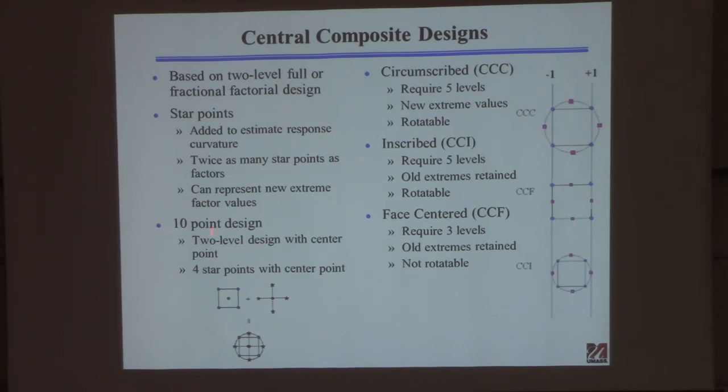All right, so that's what this was. Two-level design with a center point, four star points, which is twice as many as the number of factors. Add them together, you get those 10 experiments. I'll show you what this looks like in a minute. There's three different ways to do this. What I showed you here was this thing here.